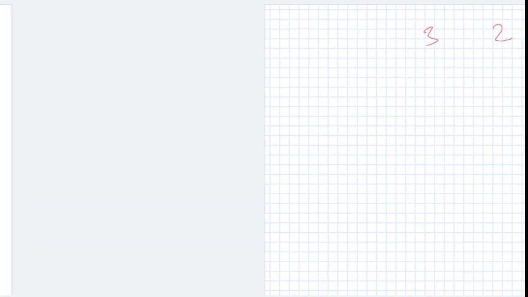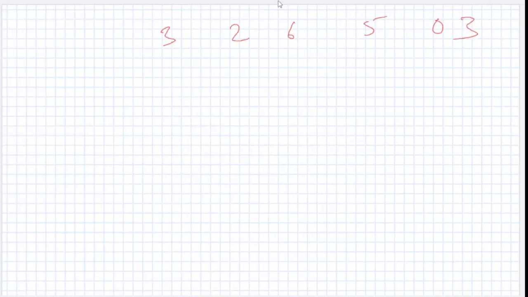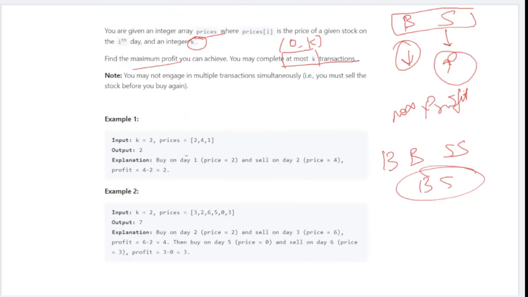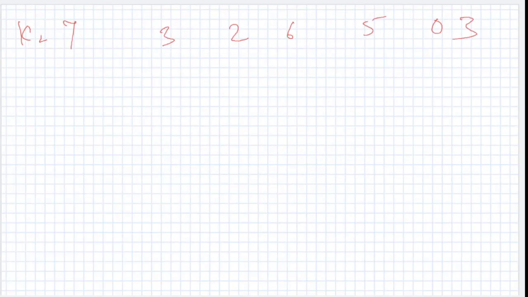This is our array. Okay, k is given to be 7. Now this is your array that's given, and you have been given a value that's, sorry, k is 2. I just wrote 7, so sorry. Your k is given out to be 2.